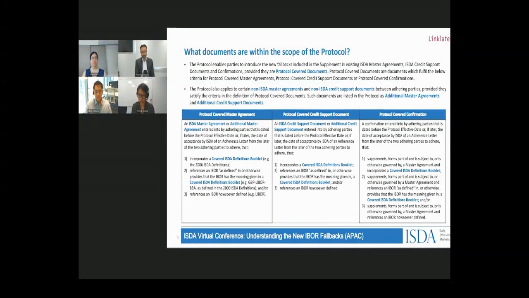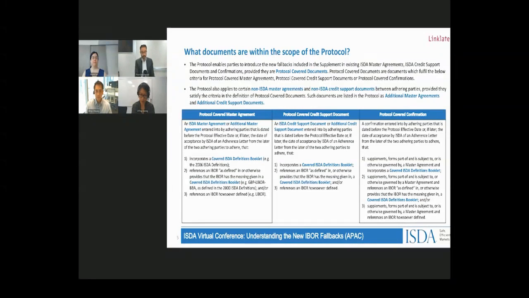If an ISDA master agreement incorporates what's called a covered ISDA definitions booklet, then it will be in scope. And what's a covered ISDA definitions booklet? Essentially, an interest rates definitional booklet, which is really the 2006 definitions, which are the ones currently used, and all their previous forms, so the 2000 version, 1998, supplement 91, etc. So that's the covered ISDA definitions booklet. If those definitions are incorporated, then this ISDA master agreement will be in scope.